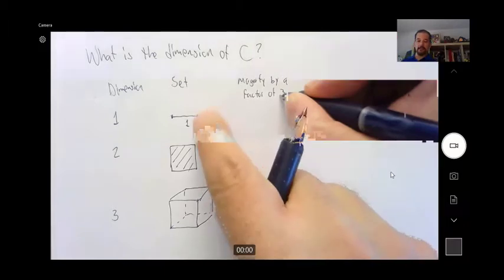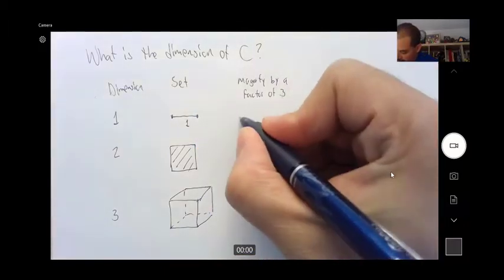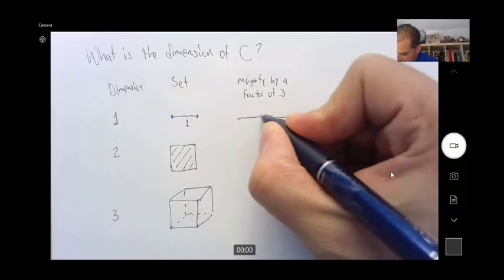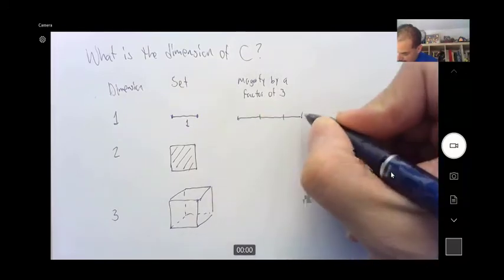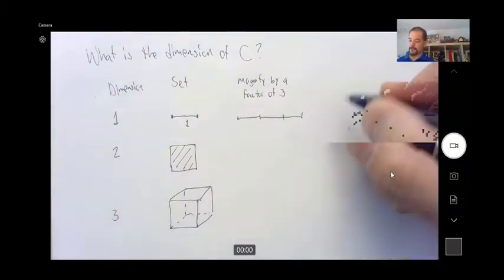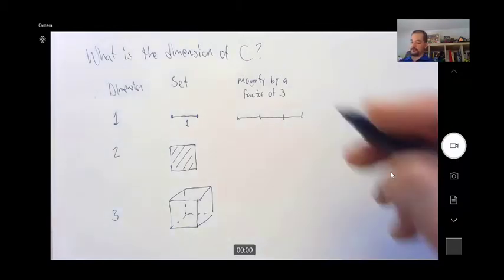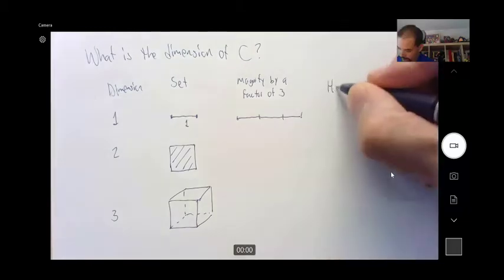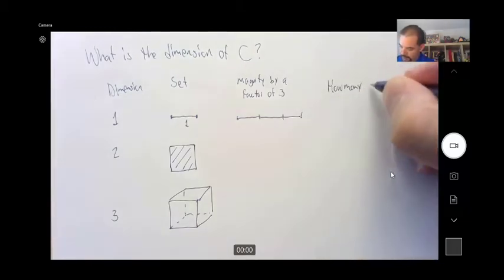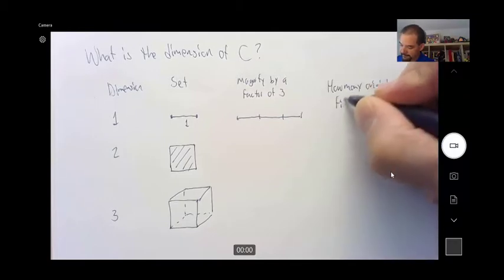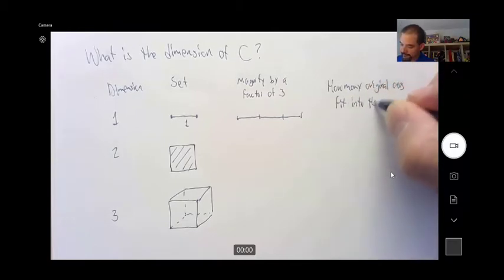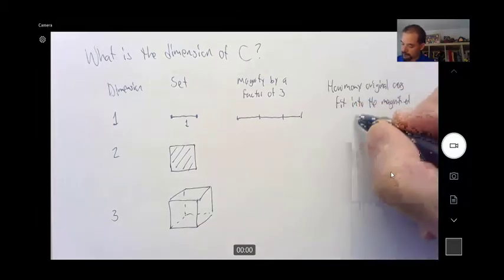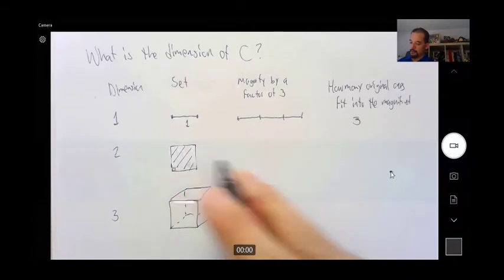Okay. So if we magnify this guy by a factor of 3, then it looks like a longer segment, right? A segment 3 times as big. And then my question is, how many of the little ones fit into this one? How many original ones fit into the magnified? 3. Yeah, thank you. 3, right? Okay. What about if I do the square?